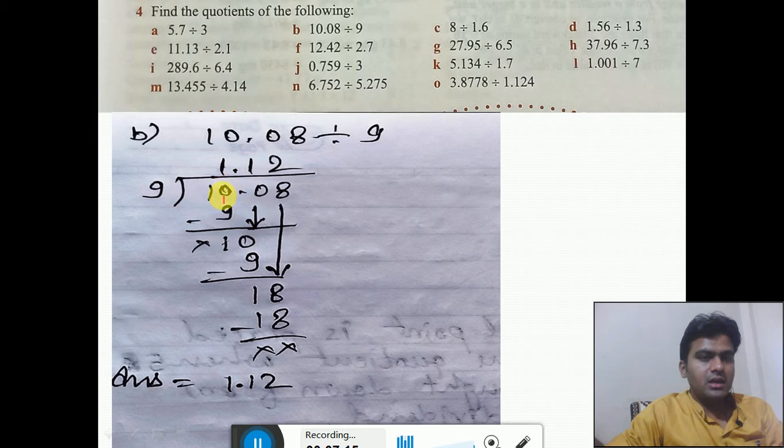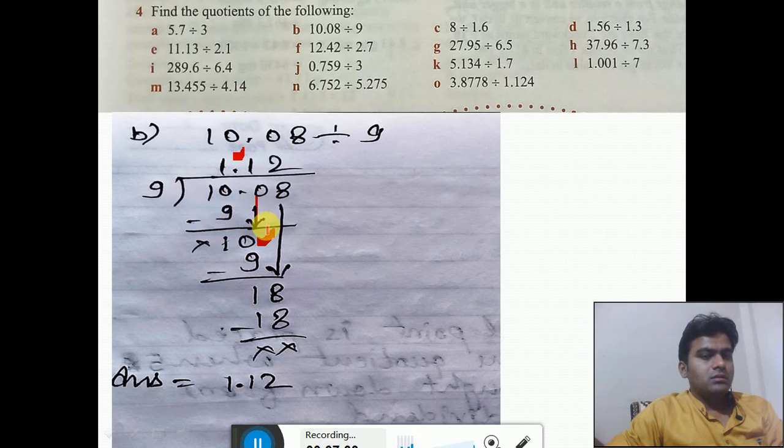9 1s are 9. So here we will write the 9, then subtract. So we will get 1. Now put down the next number 0. Now before 0 there is a decimal point. So here in the quotient also we will put the decimal point. So now our number becomes 10.